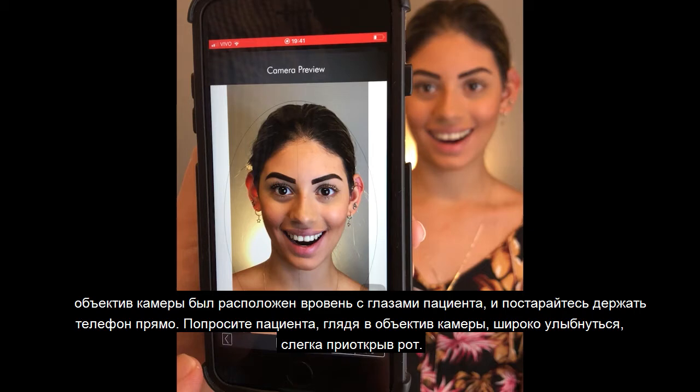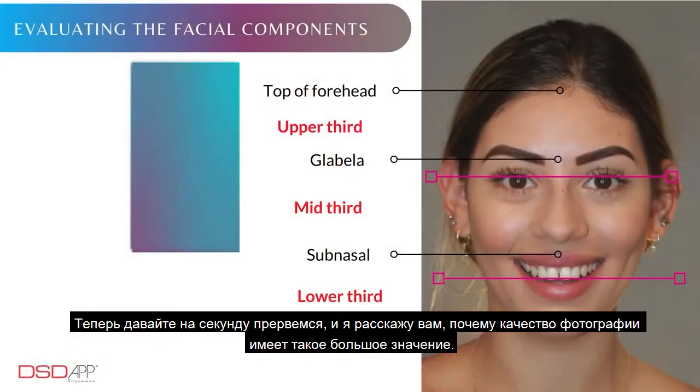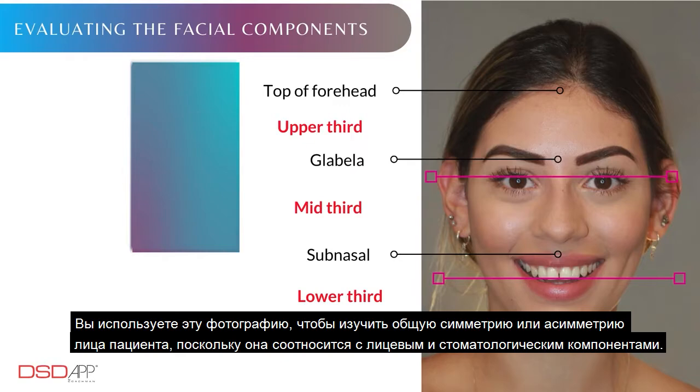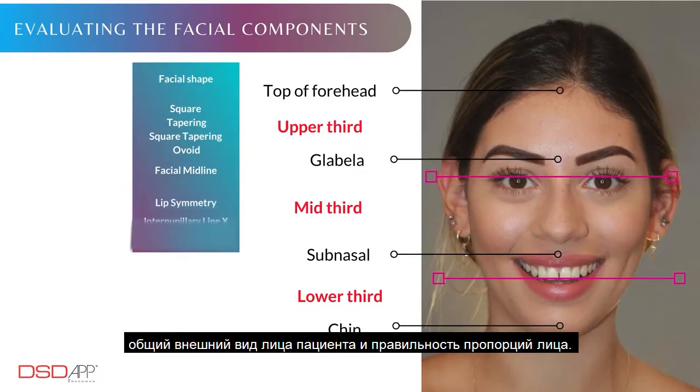So looking at the lens of the camera, ask your patient to give a big wide smile with the mouth slightly open. Now let's pause here for a second and let me tell you why the quality of this picture makes all the difference. You are using the picture to understand the overall symmetry or asymmetry of your patient as it correlates to the facial and dental components. So here, for example, you can check on the shape of the patient's face, facial midline, lip position, the correlation between the interpupillary line and the commissure line, and the overall appearance of the patient's face and proper facial proportions.